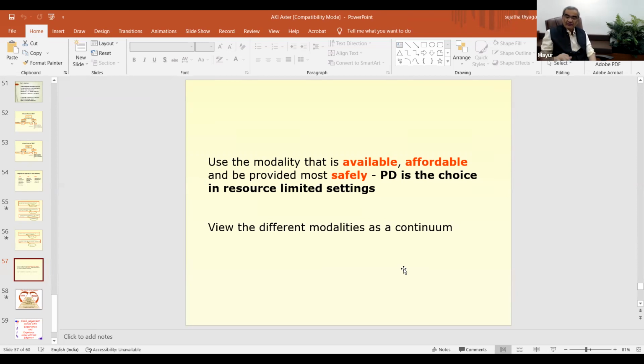I think we probably need another session to discuss individually some issues related to PD, issues related to hemodialysis, various types of hemodialysis, and various types of CRRT, etc. Always remember that even if you choose one modality, you may want to reconsider or shift the patient from, say, PD to HD or from HD to CRRT. It's not that once you have started one modality, you have to keep on doing that. You have to reassess these patients as we go along.